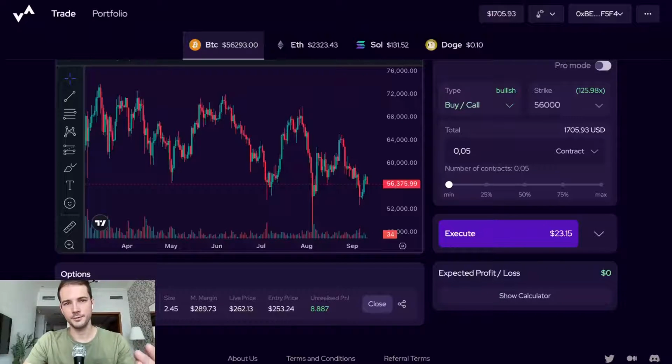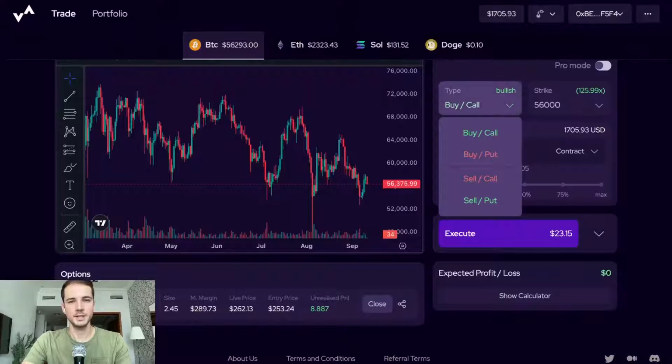So let's quickly also clarify the different option types in the Pro mode that you can see. Buy call means that you are buying an option that is betting on increasing prices. Buy put means that you are buying an option that is betting on falling prices. Sell call means that you are taking a short position on an option which is betting on increasing prices. And sell put means you are shorting an option that is betting on decreasing prices. So those are the different types.